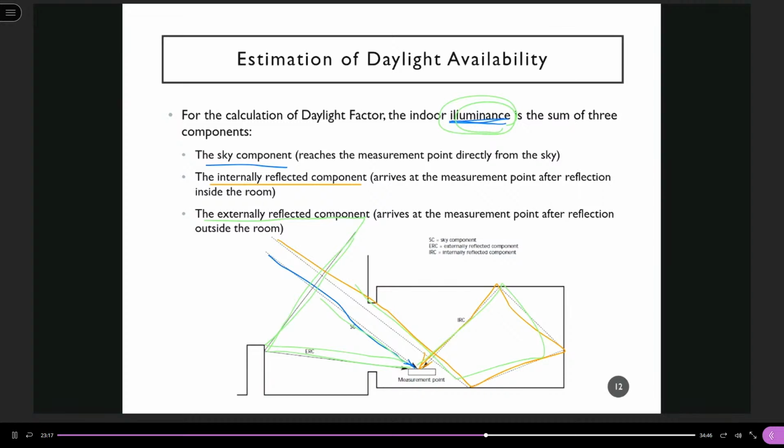So I think for this subject, we will not go deeply into how we can calculate the daylight factor. You can find many references about daylight factor on the internet or on YouTube.